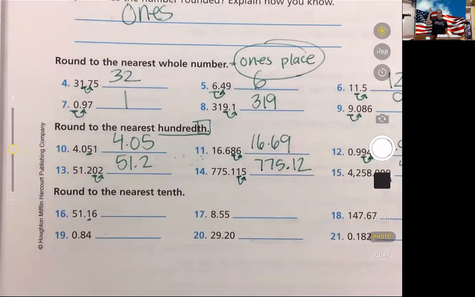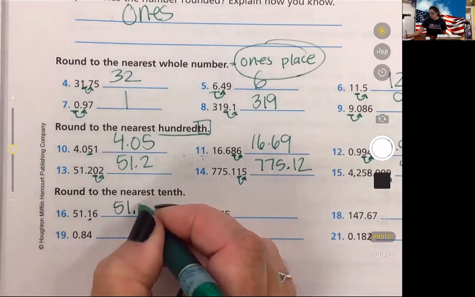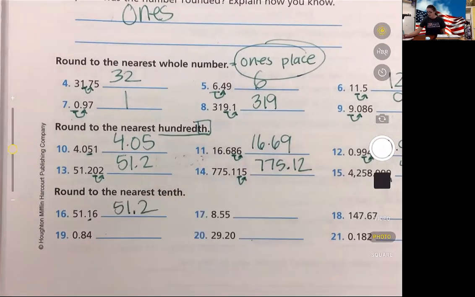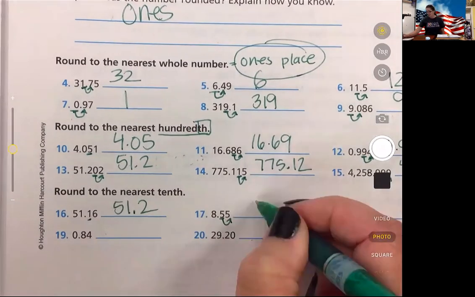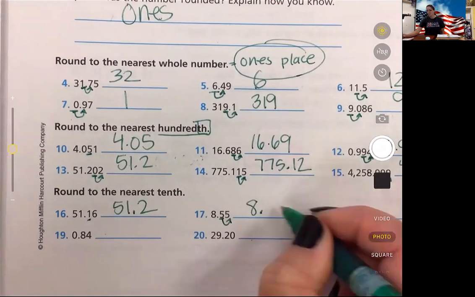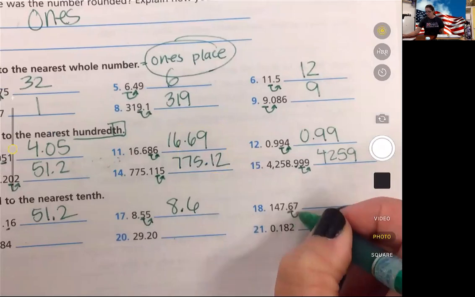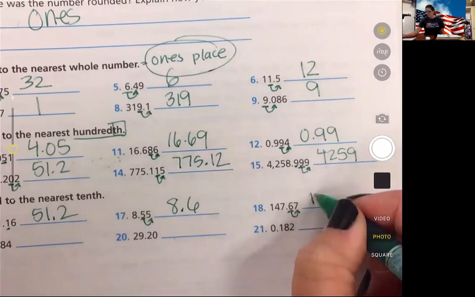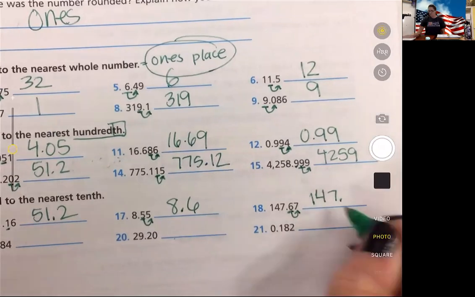So my 1 is in the tenth place, right? Tenth place is right next to that decimal. What's that 6 going to do to my 1? It's gonna round it up to 2. Make it a 2. Underline my tenth place, behind it is a 5. What's that 5 going to do to my other 5? Round up. Make it a 6. Underline my tenth place, behind it is a 7. What's that 7 going to do to my 6? Round it up to a 7.